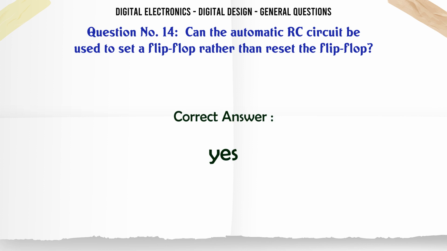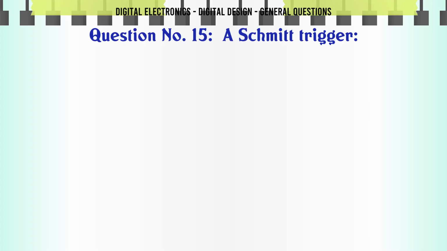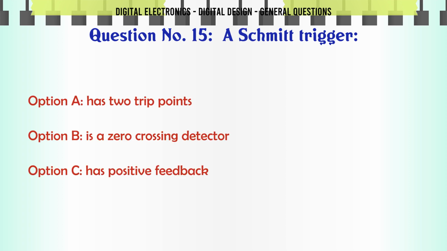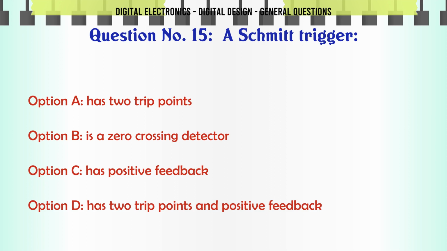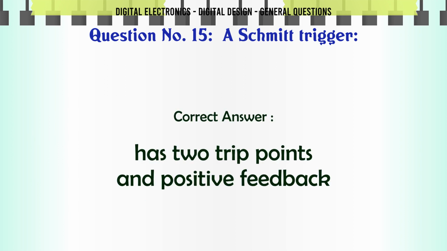The correct answer is yes. A Schmitt trigger: A. has two trip points. B. is a zero crossing detector. C. has positive feedback. D. has two trip points and positive feedback. The correct answer is has two trip points and positive feedback.